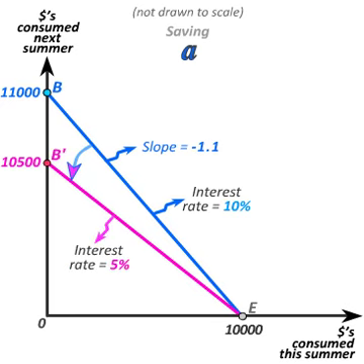Our 5% interest intertemporal budget constraint therefore has a vertical intercept of B prime and a slope of minus 10,500 divided by 10,000, which is equal to minus 1.05. Notice that this is again equal to minus 1 plus the interest rate, with the interest rate being expressed as a decimal, 0.05.